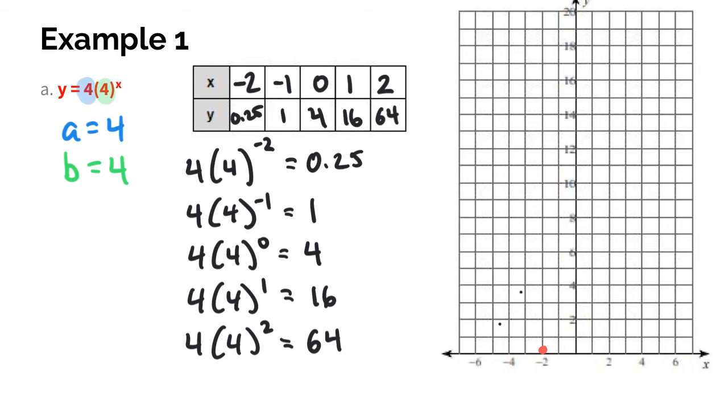Then I would have -1 and 1, then I would have 0 and 4, 1 and 16, and then lastly I have 2 and 64. Now notice my graph goes up to 20. So can I graph 64? The answer there is no. So I'm going to fit what I can.